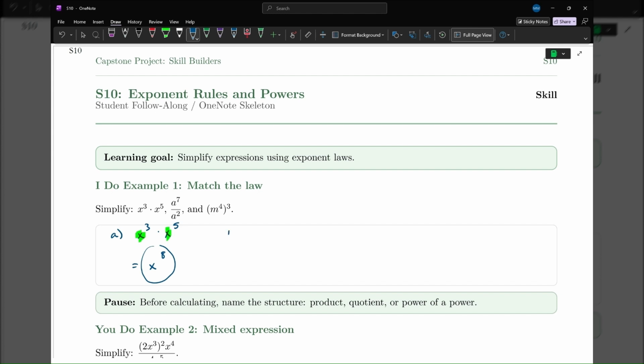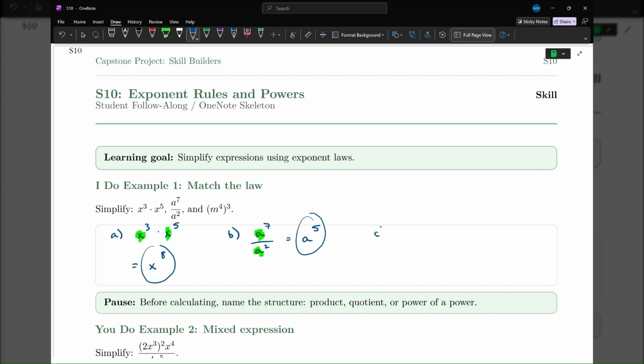Done. B, a to the power of 7 divided by a to the power of 2. Well, this is the quotient rule, right? So again, we do need those bases to match, but if they do and we're dividing, then we can just condense by subtracting the exponents. It's going to be a to the 7 minus 2, which is 5. Notice that it doesn't matter what the result is, this is initially going to be in the numerator position.